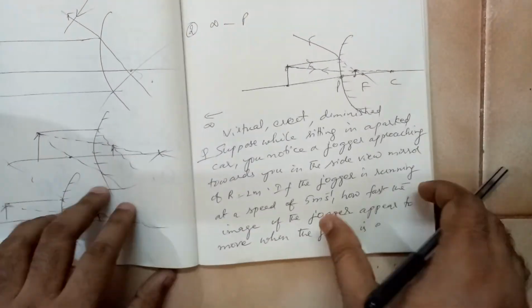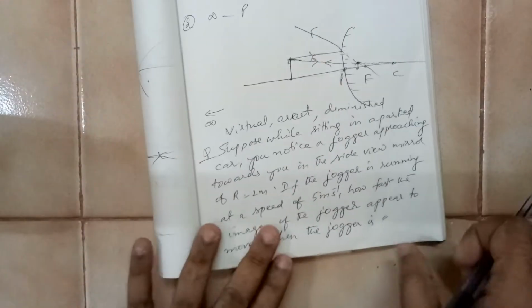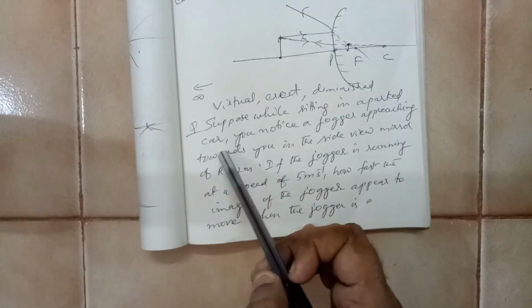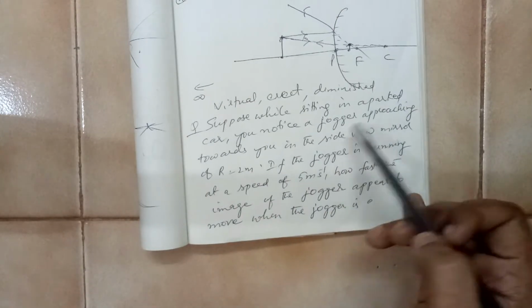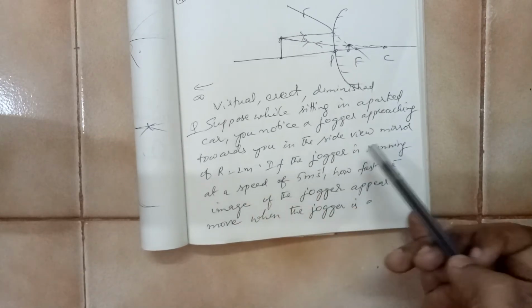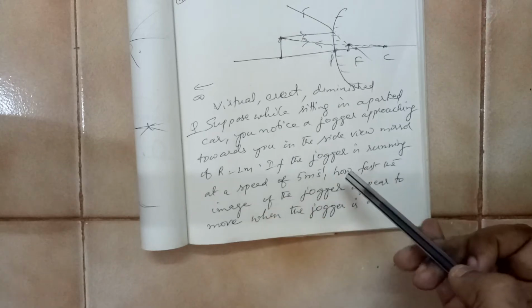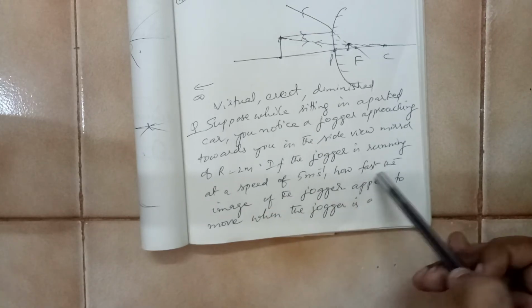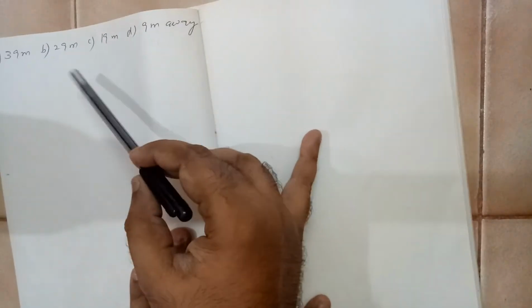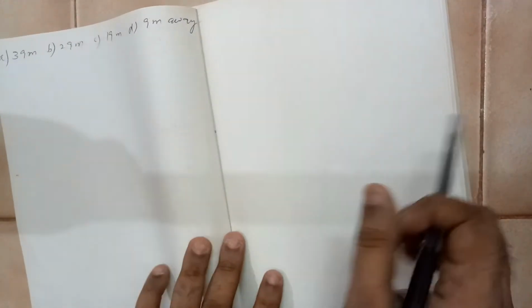So let us see a numerical on image speed. Suppose while sitting in a parked car, you notice a jogger approaching towards you in the side view mirror of radius r equal to 2 meters. If the jogger is running at a speed of 5 meters per second, how fast does the image of the jogger appear to move when the jogger is 39 meters, 29, 19 and 9 meters away from the mirror?